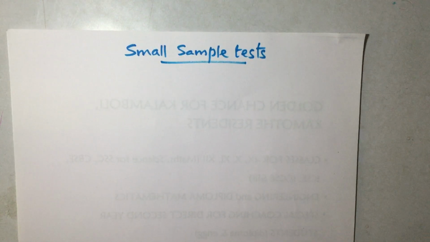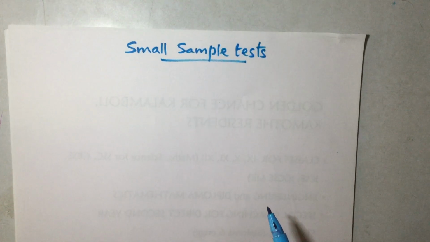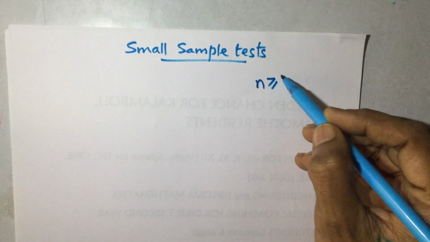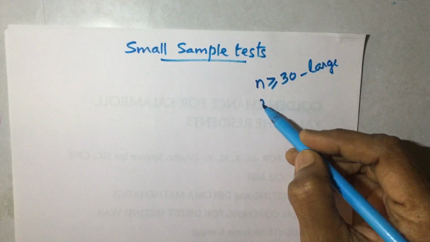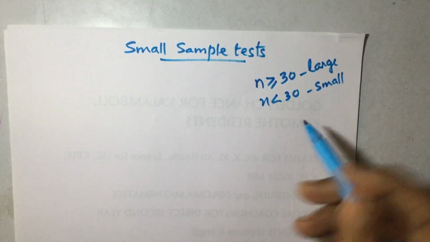Good afternoon, students. Moving on to the next topic, that is small sample test. In the previous lessons, we had learned how to do large sample testing, or what are large samples. As we had discussed already, any sample which is greater than or equal to 30 is considered a large sample, and if n is less than 30, that is considered a small sample.